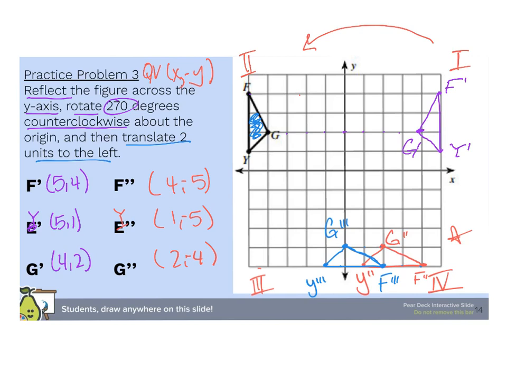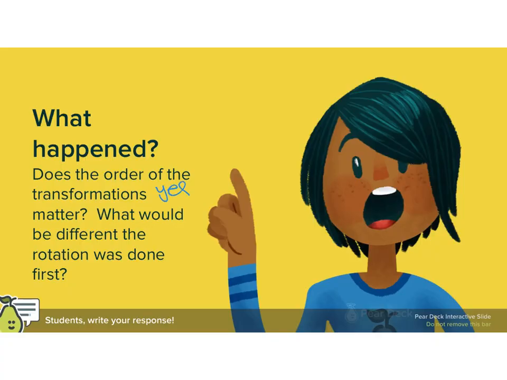If I had done a 270 degree rotation first, I would have ended up in quadrant 1. Okay? Then say I reflect across Y. I would be over here in quadrant 2. Then if I translate to the left, I'm still in quadrant 2. So the order does matter. Not all the time, but this time the order mattered. Usually whenever there's a rotation involved, the order matters because you're changing ordered pairs. So yes, the order matters.